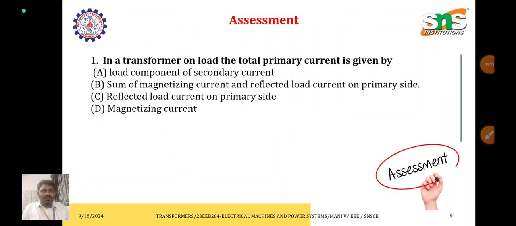And this is an assessment in a transformer on load. The total primary current is given by the load component of secondary current, the sum of magnetizing current and reflected load current on primary side.